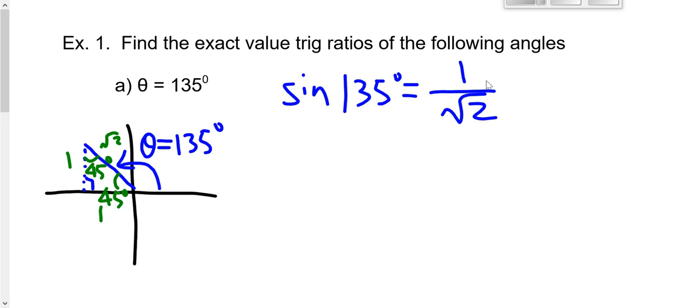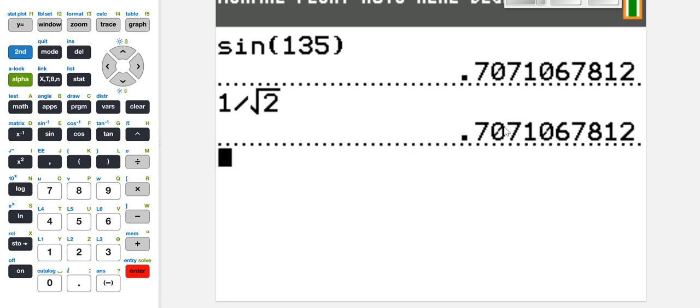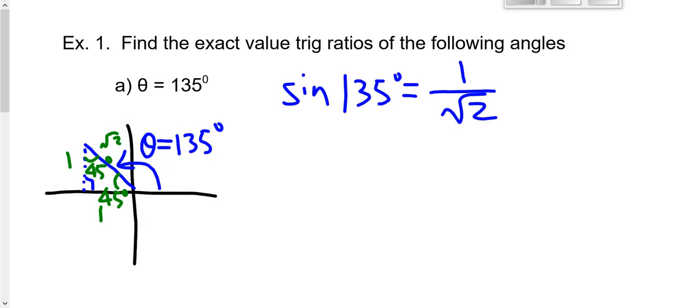Now if you still don't know what is going on, how come this is the answer? Well, first, this is an exact value. It's not a decimal. Now let's plug this into your calculator. 1 over root 2. 1 divided by root 2, enter. Oh my, they are the same. Sine 135 is the same as 1 over root 2. Make sense? Now let's finish this up.